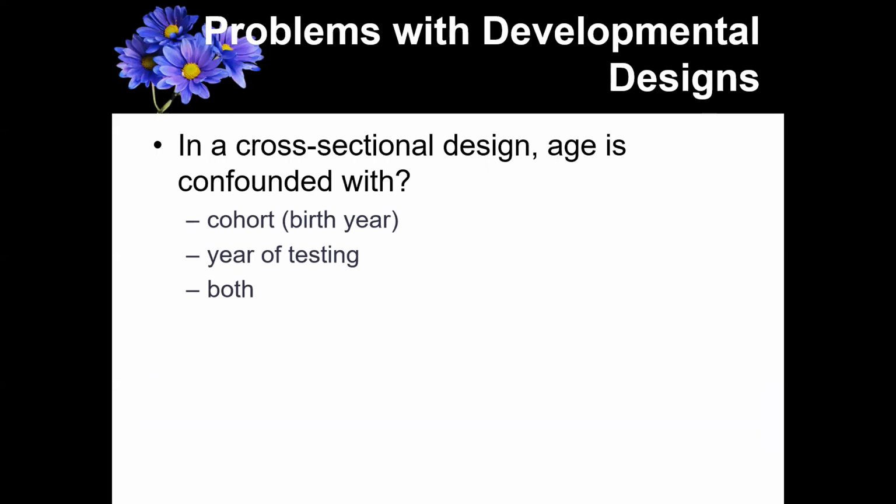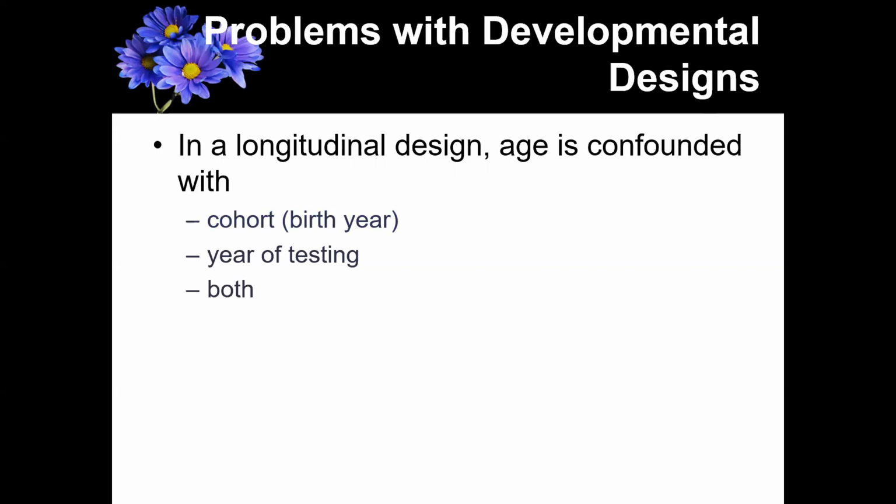I kind of gave the answer away, but think about it again. Try and remember. So in a cross-sectional design, age is confounded with either cohort, year of testing, or both. Well, it's going to be cohort, right? Like we said, in looking at an example with, say, attitude towards money, age is confounded with when they were born. Maybe they were born during the Great Depression or during a prosperous time. That's going to vary along with age, right? Because you're comparing different people.